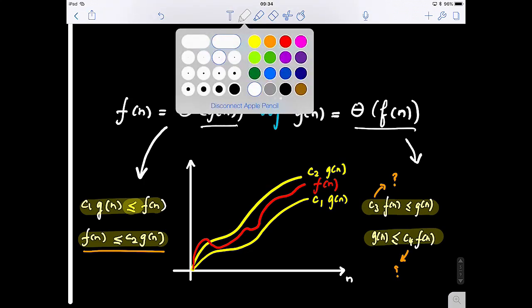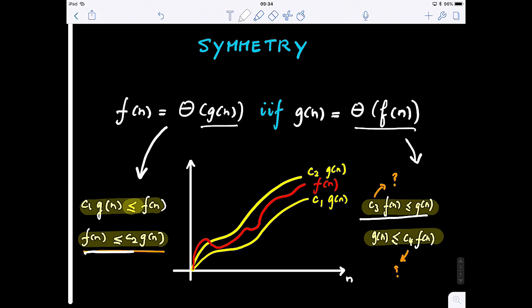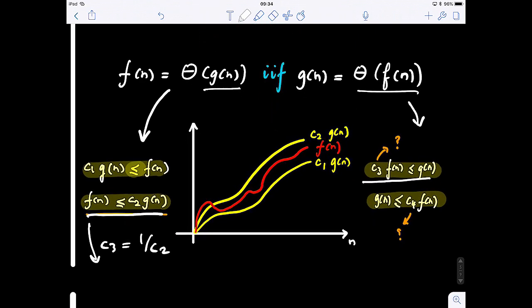It's quite simple. If we compare these two, and we take C3 equal to 1 divided by C2, then it satisfies it. So if we multiply by 1 over C2, we have that 1 over C2 times f of n is smaller or equal than g of n. What do you notice? That this one right here is this one. This is just to demonstrate that it is possible, and then we can do the other way around for this one.